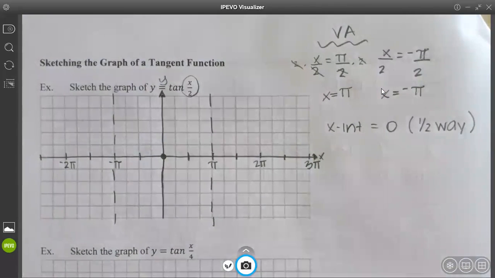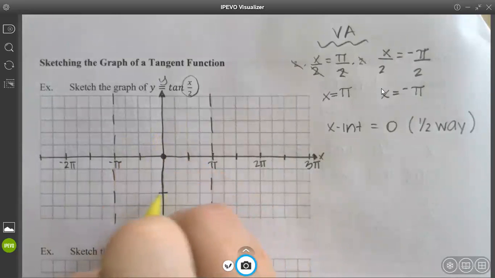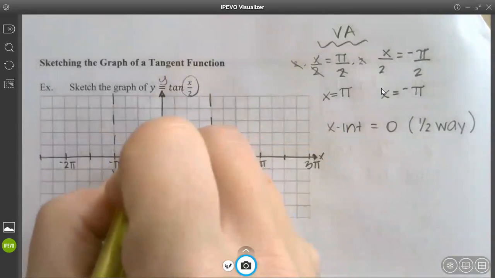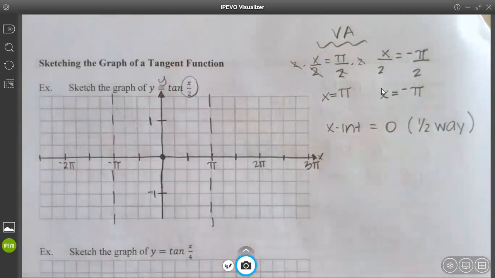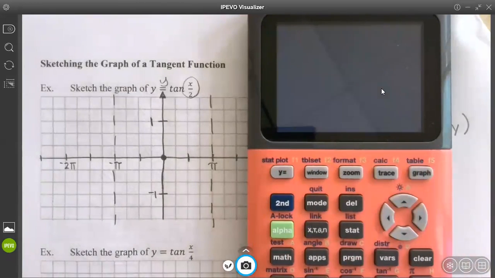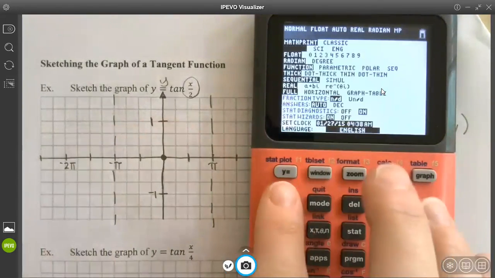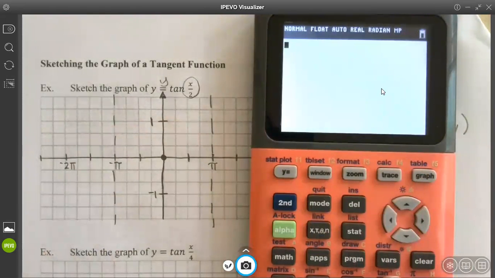So remember, x equals 0 came from being halfway between your vertical asymptotes. And then we're going to label 3 down as negative 1 and 3 up as positive 1. You can do these with your calculator. It doesn't matter. Mode, I'm going to put it in radian mode because we're working with radians down here. And I'm going to do tan.